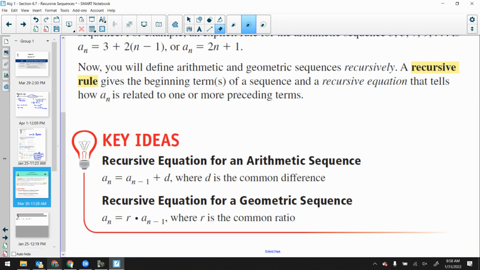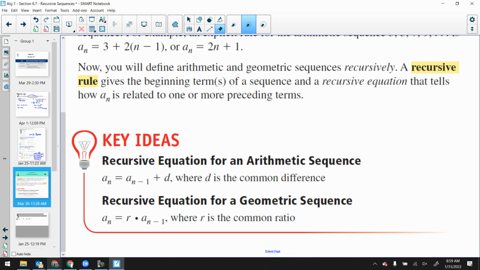And here's what they are. I wrote them up here on the board as well, just in case you need them throughout the day. But basically what I say is a sub n is equal to a sub n minus 1. Well, what does that mean? What does a sub n minus 1 mean? Can somebody tell me? What does a sub n minus 1 mean?